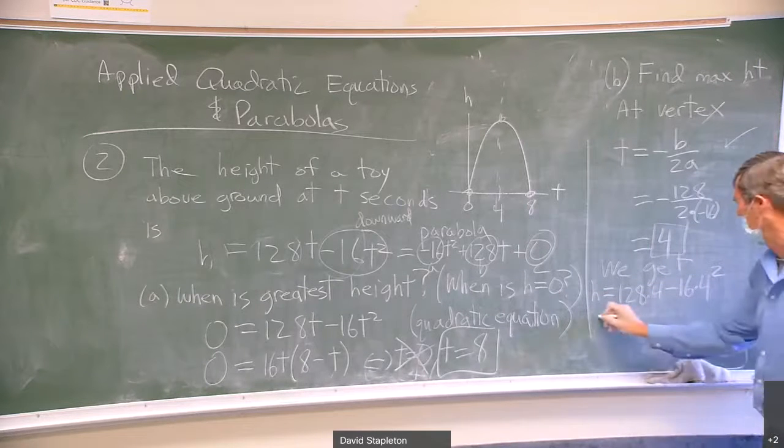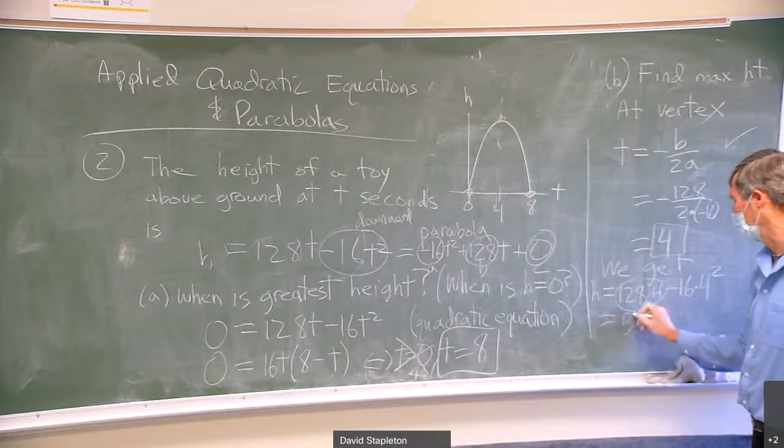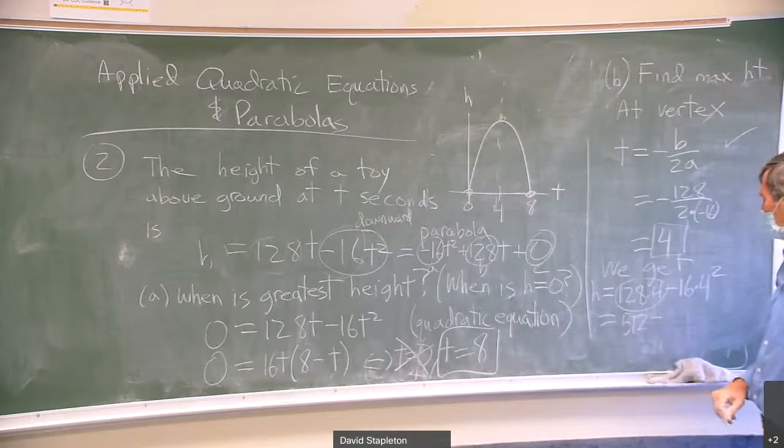Now I'll get an interesting result. This is 2 to the 9th. It's 512, if you remember all your powers of 2. All right, 2, 4, 8, 16, 32, up to 1,024. 512 is 2 to the 9th.